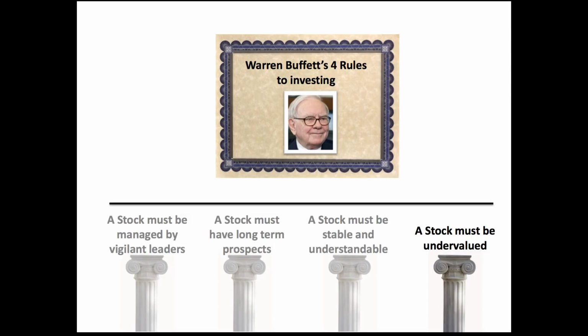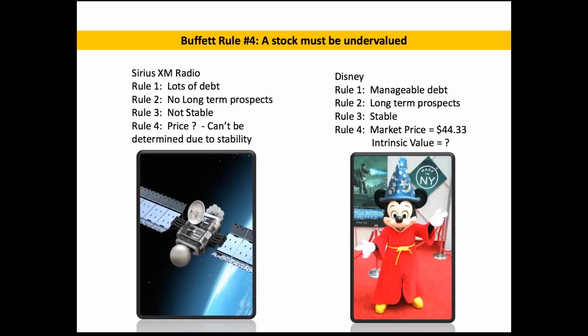Okay, so here we are at the last rule for Warren Buffett, and this is the most complicated rule, and that's determining whether a stock is undervalued or not. In the three previous lessons, we were looking at the three previous rules that Warren Buffett has, and we were comparing Sirius XM Radio and Disney to understand those rules and those principles.